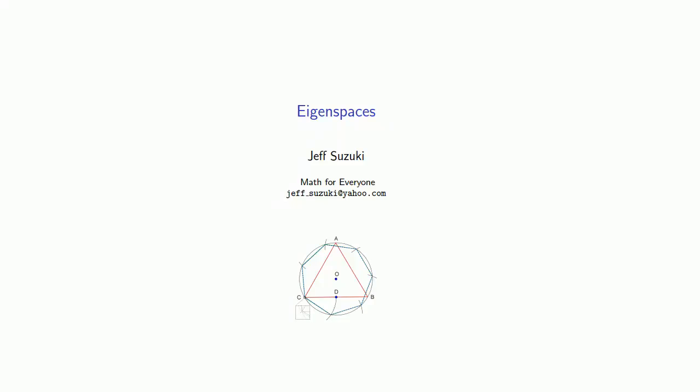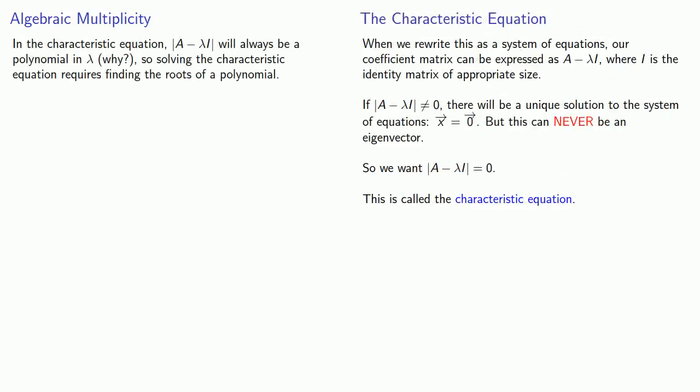The fact that eigenvalues produce eigenvectors allows us to consider what we might call an eigenspace. Before we do that, we'll have to take a look at some important ideas. First, remember that our characteristic equation is going to be the value of the determinant of A minus lambda I, and this will always be a polynomial in lambda. You should take a moment to understand why this is the case, and that means that solving the characteristic equation requires finding the roots of a polynomial.